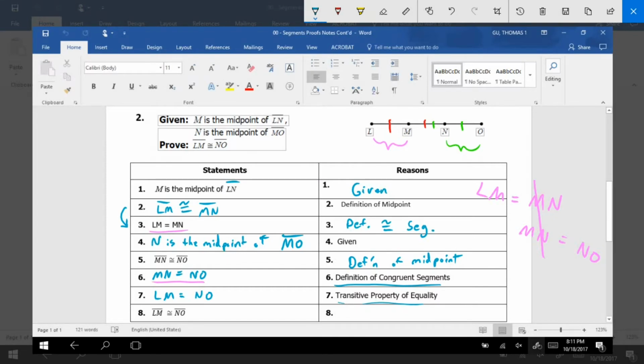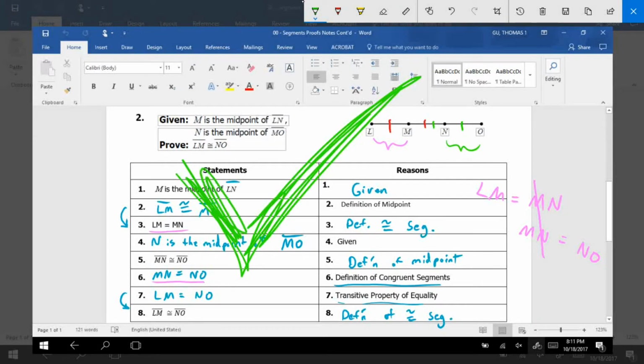And then how do we finish it off going from step 7 to step 8? That right there, my friends, is the definition of congruent segments. It says that if the measure of LM equals the measure of NO, then segment LM is congruent to segment NO. And we have finished another one. Give it a big green check mark. We did it! All right, and now let's go on to the last one.